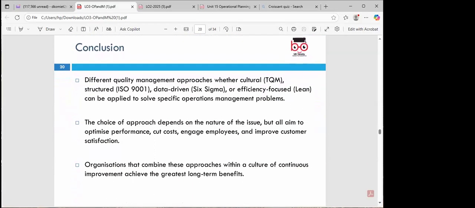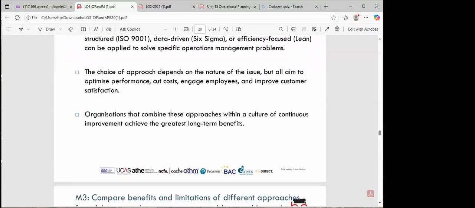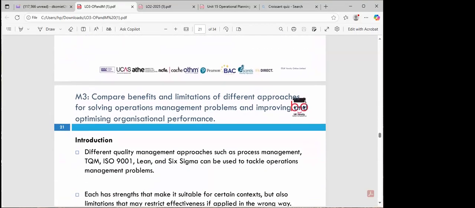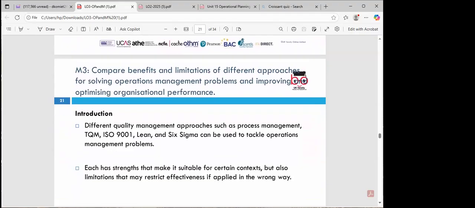Conclusion: different quality management approaches, whether cultural like TQM or structured and data-driven like Six Sigma, can be applied to solve specific operations management problems. The choice of approach depends on the nature of the issue, but all aim to optimize performance, which is very true. Now let's just compare benefits and limitations.